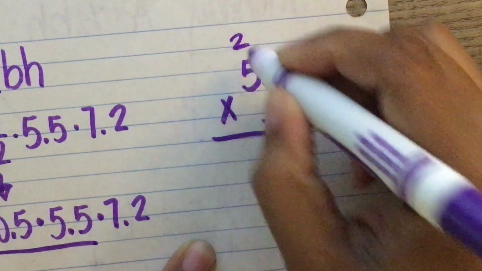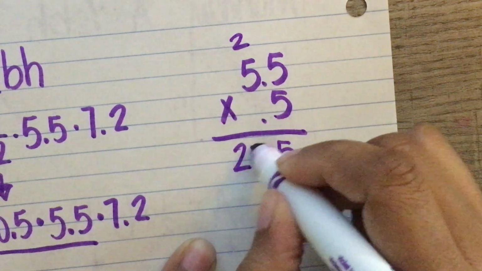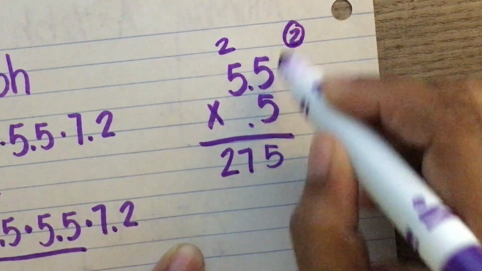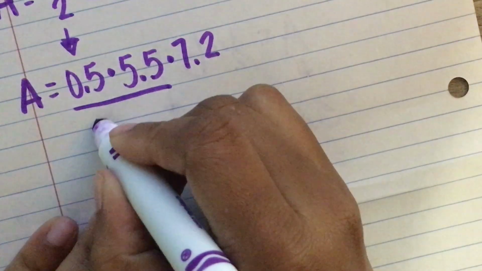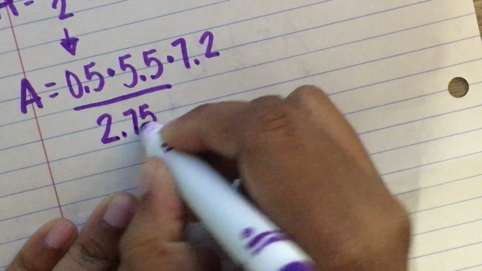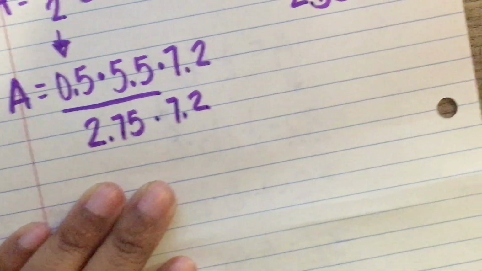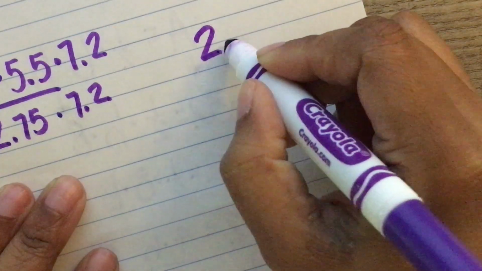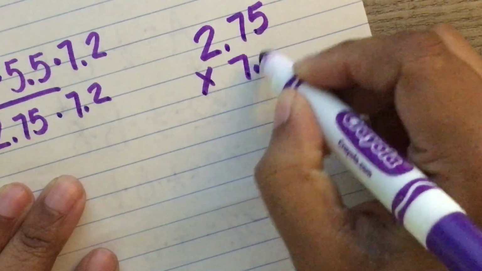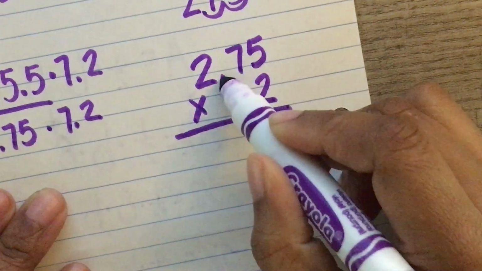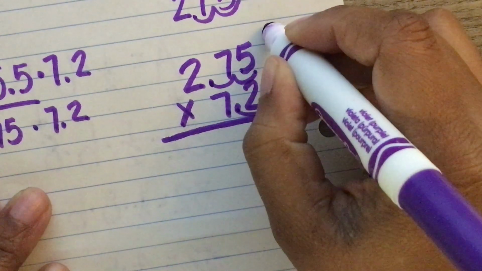5 times 5 is 25. 25 again, plus 2 gives me 27. And I need to move my decimal in twice. So now this is 2 7/75 times 7 2/10. That's what I have next. So then 2 7/75 times 7 2/10. Okay, I'll move my decimal out now because I didn't do that before. 1, 2, 1. That's a total of 3 times.